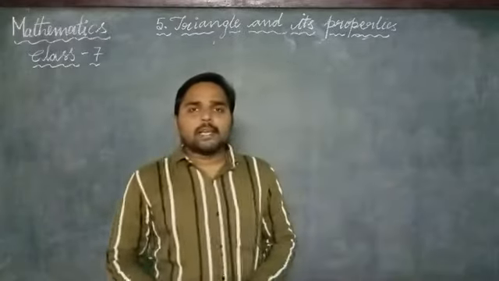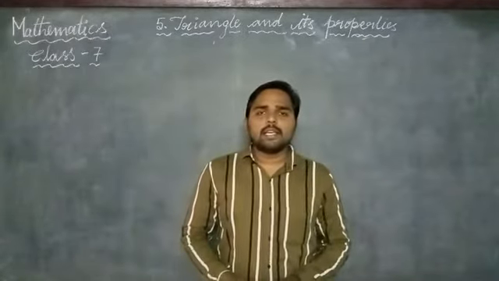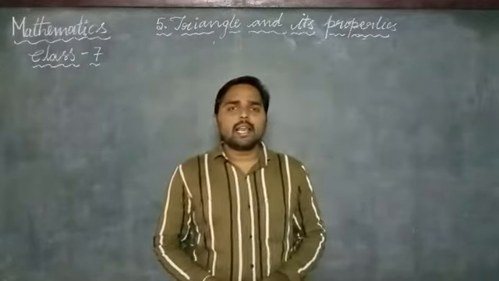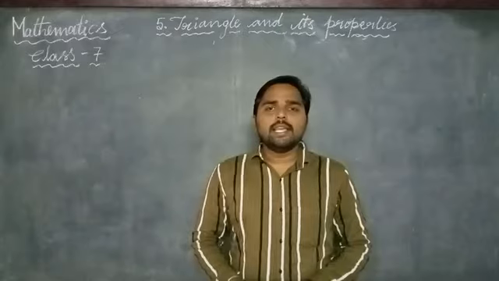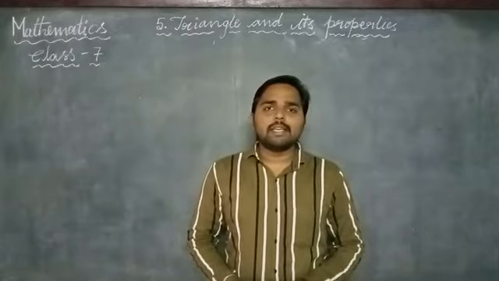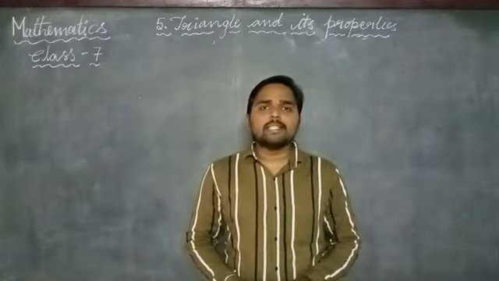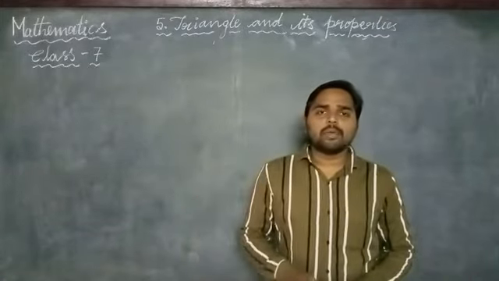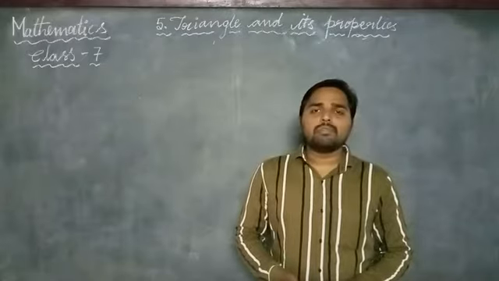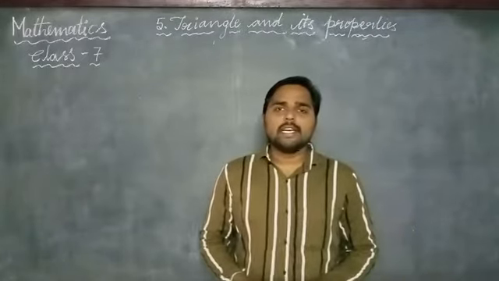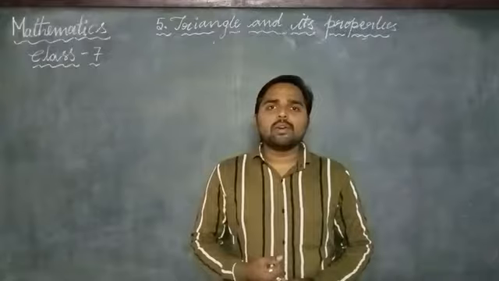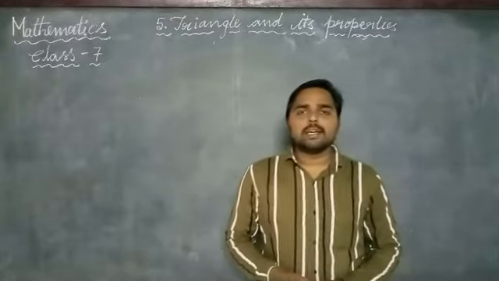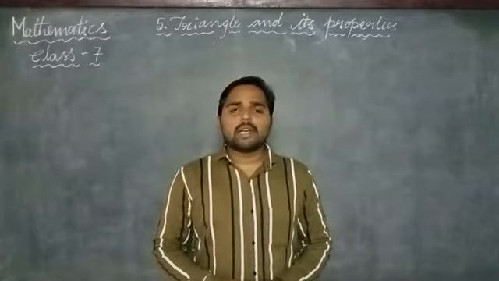Triangle is an enclosed figure. It is having three line segments. Triangle is an enclosed figure and it is having three sides. The three-sided enclosed figure is called a triangle. Triangle is nothing but a figure which is having three sides and it is enclosed by the three line segments. That is the basic definition of a triangle.